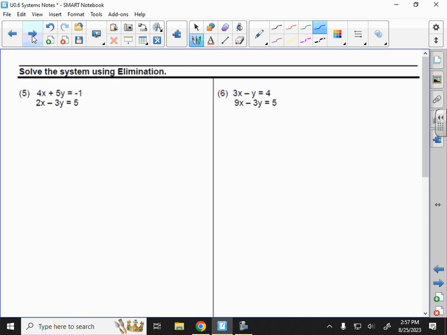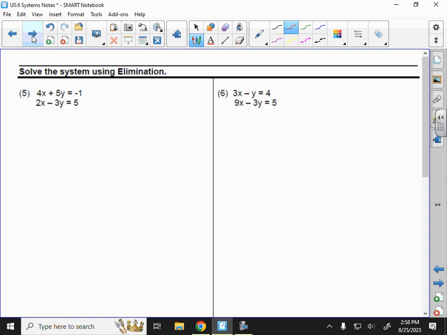All right, and then the last method that I want you to know how to do is elimination method. So elimination method, we're trying to eliminate either your x variables or your y variables. And so to do that, you need to have the same coefficient in front of either the x's or the y's, whichever variable you want to eliminate, but they have to be opposite signs. So same numbers, but opposite signs.